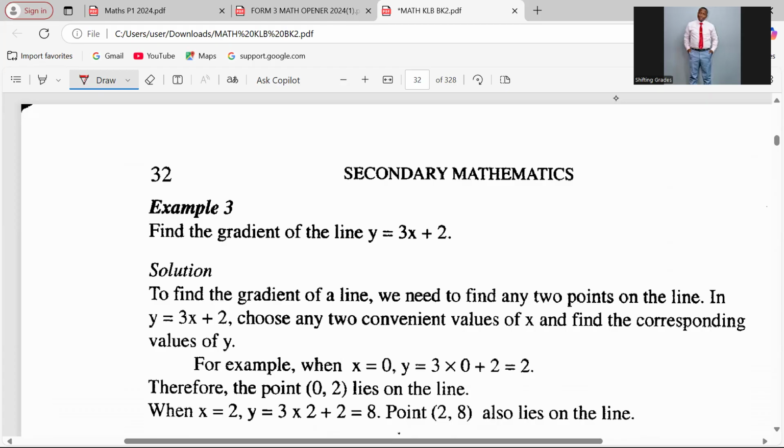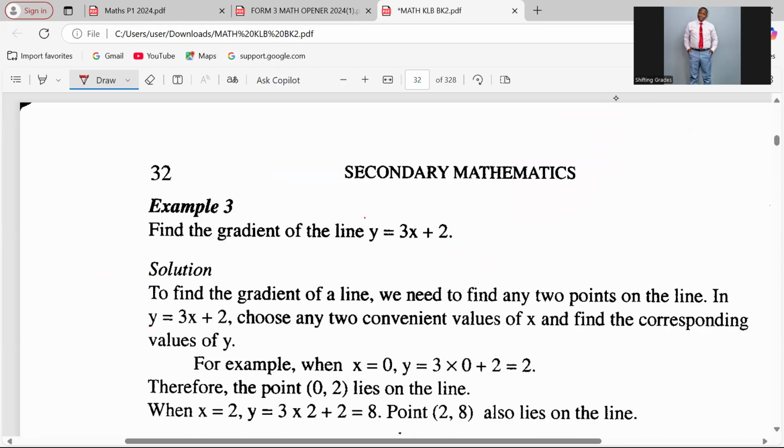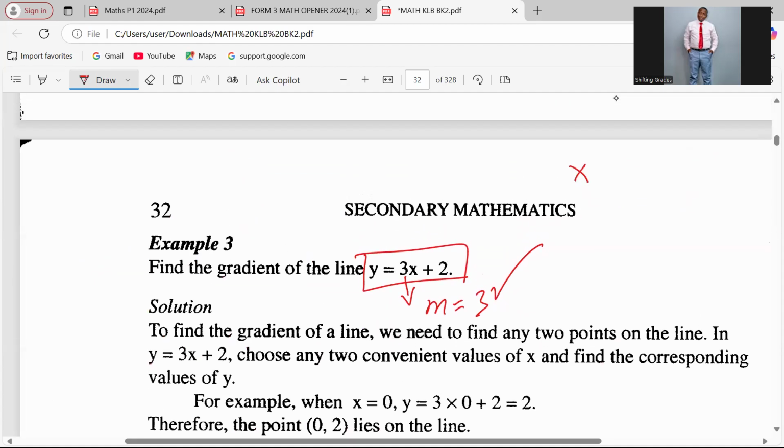Find the gradient of the line. Is an example. Later we will be concluding that the value just behind x is the equivalent of the gradient, but at this stage we can even work out a table of values, x and y, so that with the values we can use them to determine gradients.